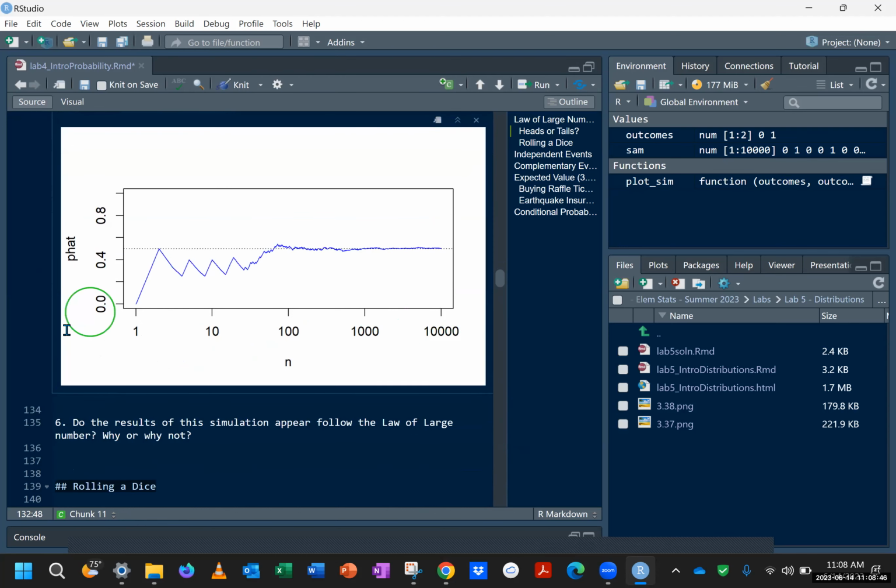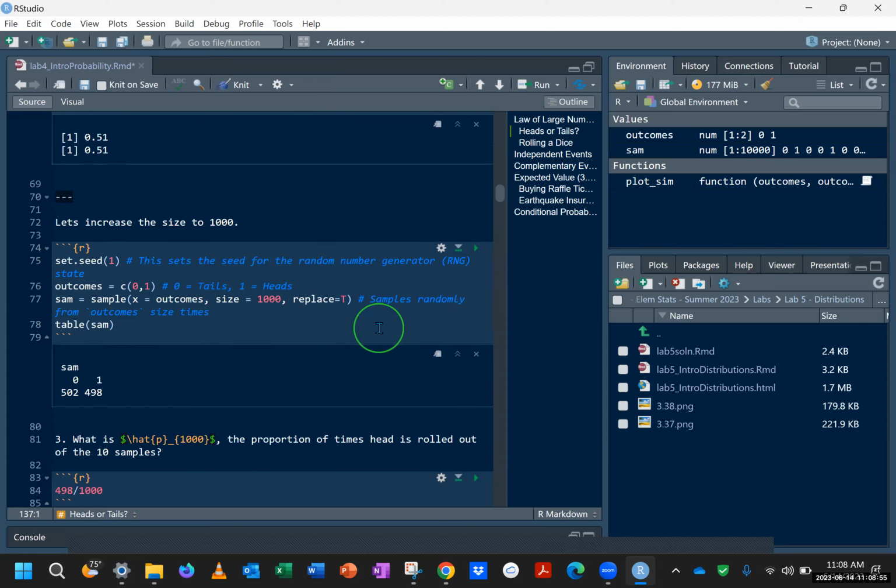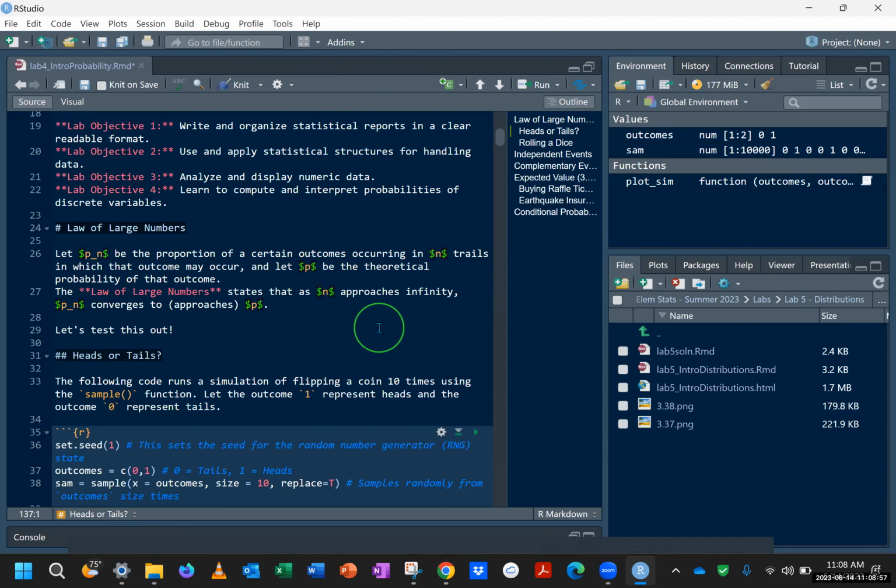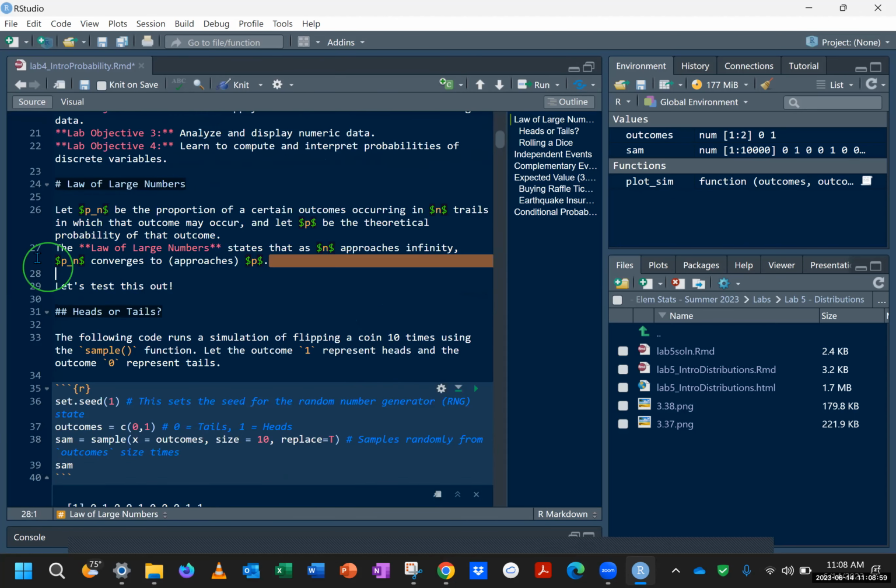So you can restate what the law of large numbers says here and why or why not this illustrates that law of large numbers. So now that you've seen it illustrated, basically what you should do is go back and look at this definition. Here's what the law of large numbers says. You can put that down here.